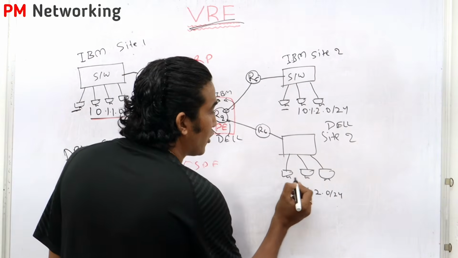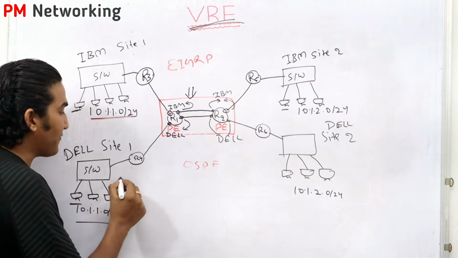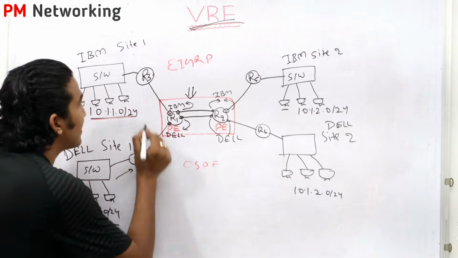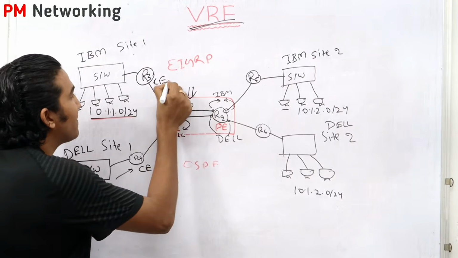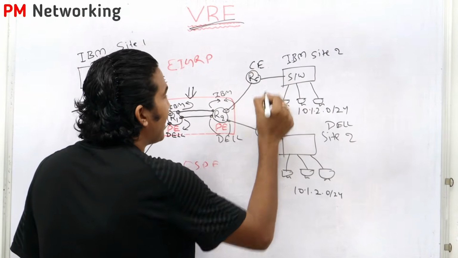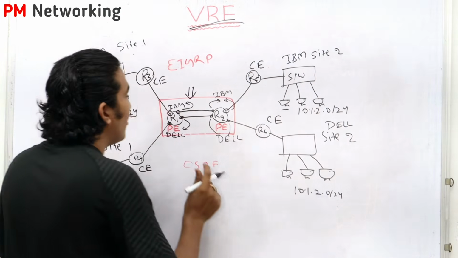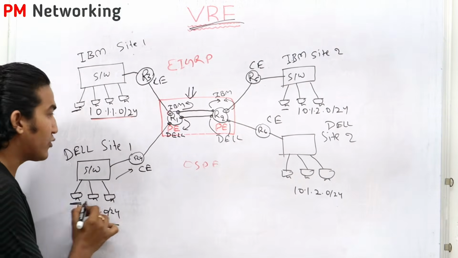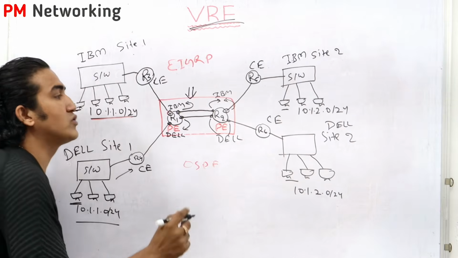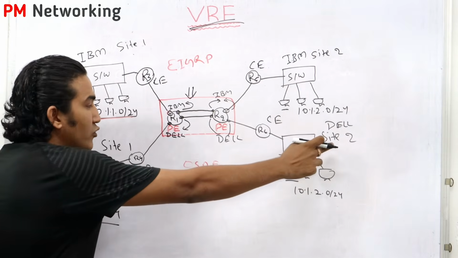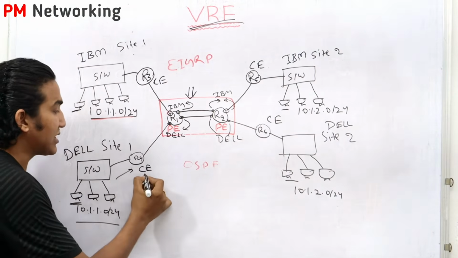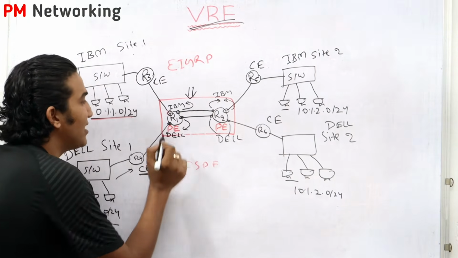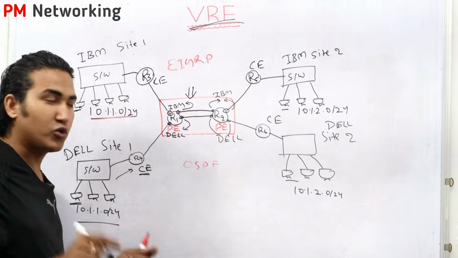So when this user, let's say with IP address 10.1.1.1, wants to communicate with 10.1.2.1, it will forward traffic to its customer edge router. This is a CE router, this is also a CE router, this is a CE router, and this is a CE router. Provider edge, customer edge. When this user wants to communicate with any user of site 2, it will forward traffic to the customer edge router. The customer edge router will forward traffic to the provider edge. The provider edge will have two routing tables.